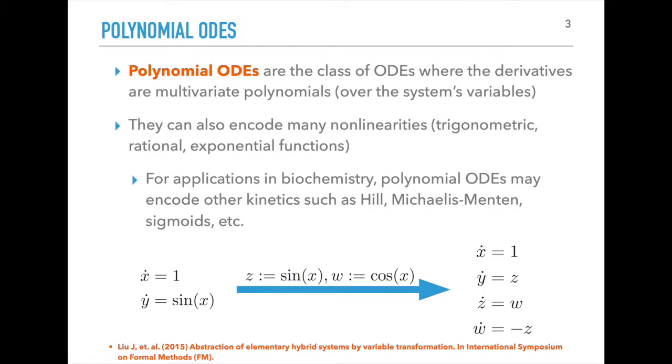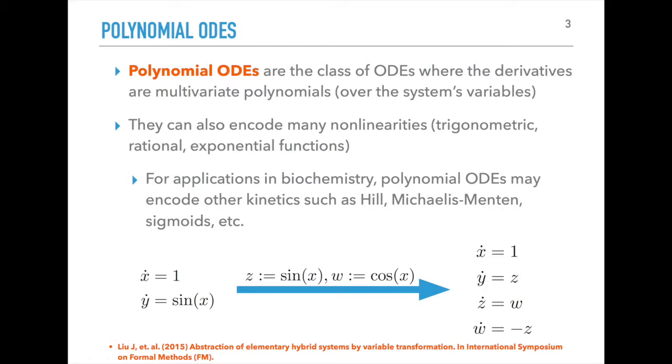So in this talk, I will be working with polynomial differential equations, the class of differential equations where the derivatives are multivariate polynomials over the system variables. They are, of course, very popular, in particular in systems biology, in biology or in chemistry. The law of mass action states that the rate at which reactions happen is proportional to the product of the concentration of agents. So there we have a product, which can be encoded as a polynomial system of differential equations.